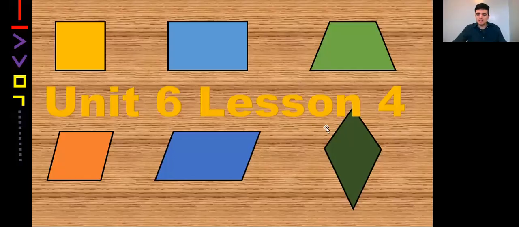This is Unit 6, Lesson 4. We're going to be looking at one last attribute of quadrilaterals, which is symmetry. And I'll sum up a couple of the things we talked about last week, because this is the last lesson that talks about quadrilaterals. After that, we're going to be moving into three-dimensional shapes.